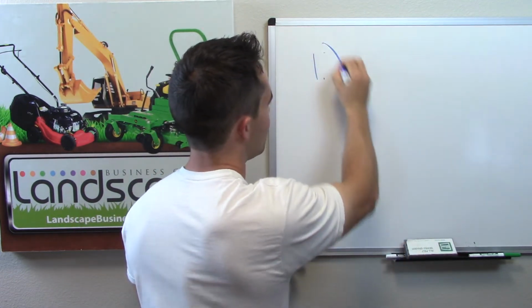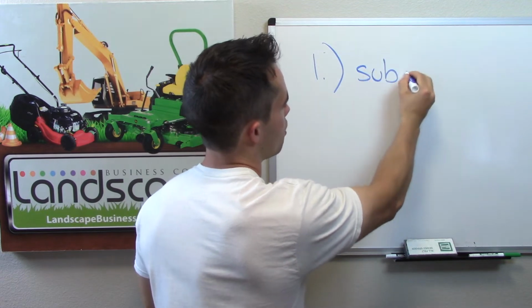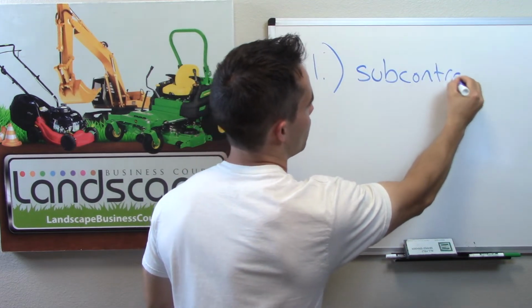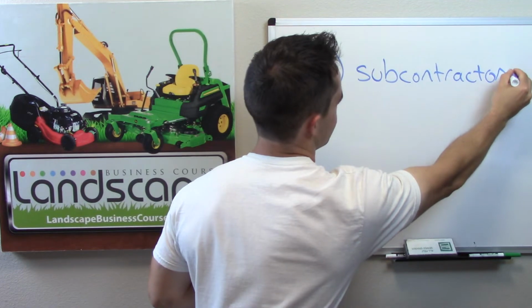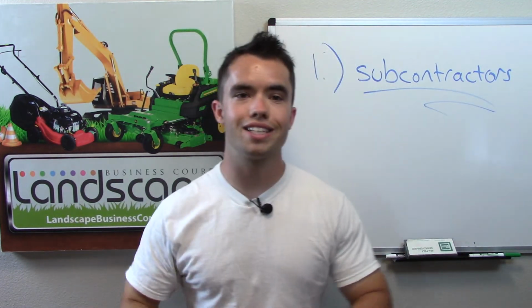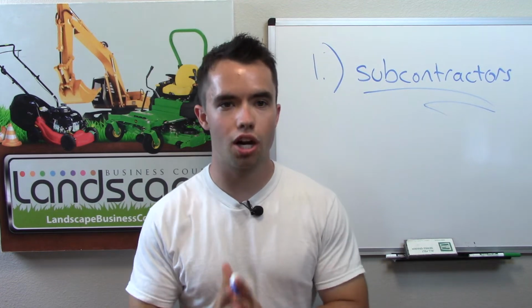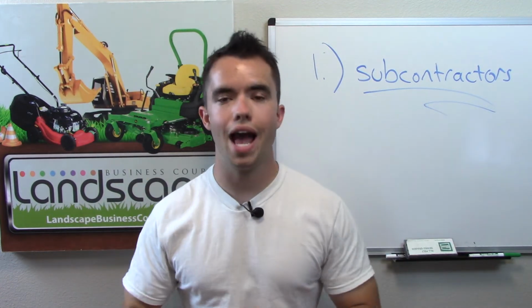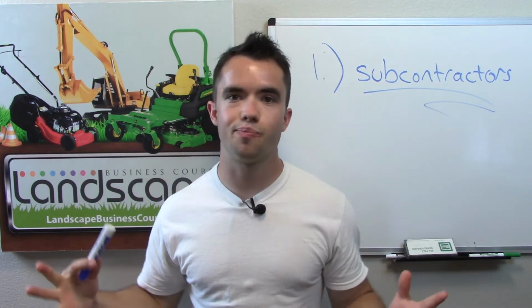So number one is subcontractors. Both of these ways I'm telling you about today, we have used with our business. So let me give you these examples. With subcontractors, this is the beauty of it. You can go out and sell a big landscaping job. For instance, we had a massive paver installation.